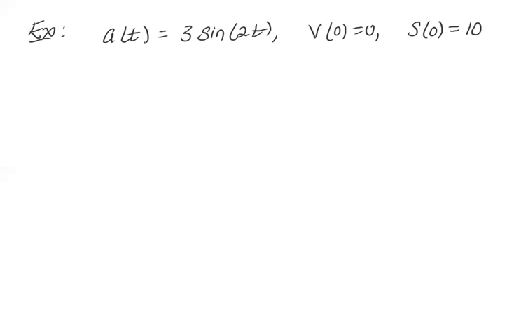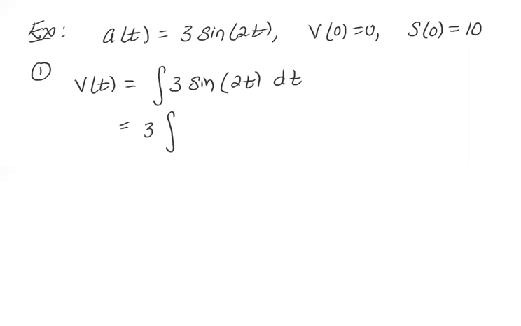I'm going to apply the same process I did before, in 2 steps. First step: let's find the velocity function. V of t is equal to the integral of 3 times the sine of 2t dt. One thing I can do to find this integral is move that constant 3 out front, times the integral of the sine of 2t dt.